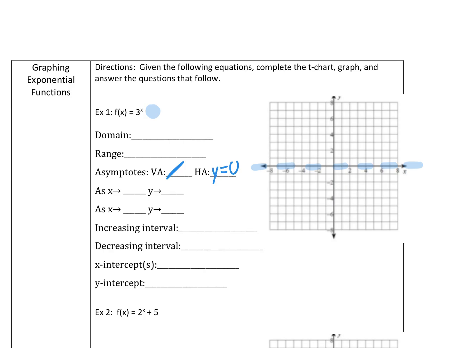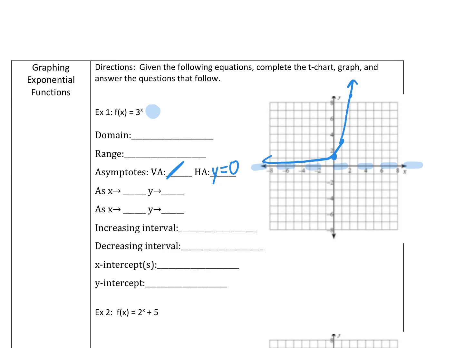And then again, just give me some points off Desmos. Enough to where I can get the right shape. What'd you get? 0, 1. All right, we got 0, 1. What else did you say? 1, 3. Okay, what else? 2, 9. Okay, that one goes off a little bit, but that's okay.